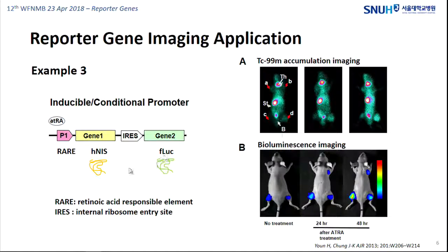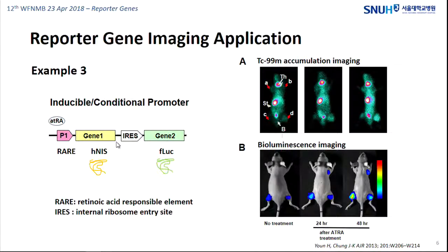And the third one is the inducible promoter that we use with the dual reporters. In this case, we use the retinoic acid responsive element. Actually, this RARE is located in the sodium iodide symporter promoter. So generally, for thyroid cancer therapy, to activate the endogenous NIS, people use retinoic acid for that purpose.